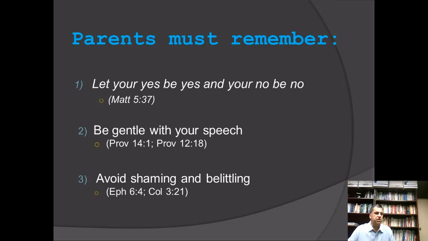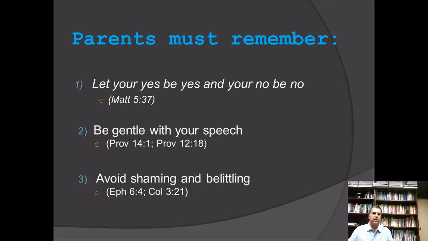The next tip is to be gentle with your speech. The Bible talks about being gentle with your speech. This means not yelling at your children, and you're going to get at times very upset and very angry, and that's when you need to take a deep breath, calm yourself down, and clearly state the rule, clearly impose the consequence, follow through on it, but remaining calm the whole time.